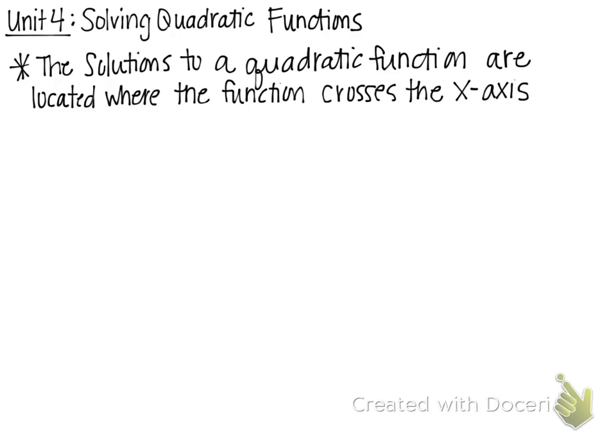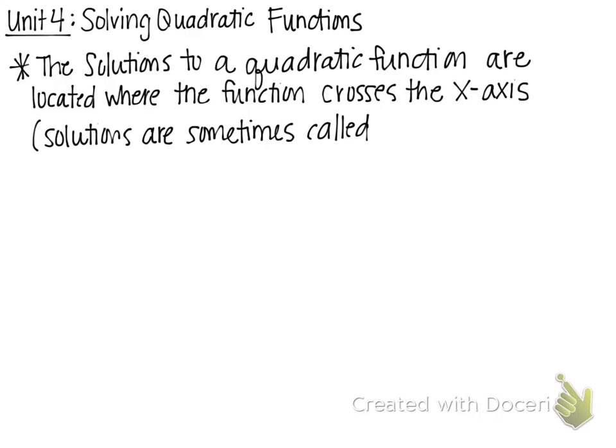So these solutions have a couple of different names. So we're just going to make a little note. Solutions are sometimes called zeros or roots. So they're called zeros, roots, solutions. We're all talking about the same thing. And those are the numbers, the x values, where our quadratic function crosses the x-axis.